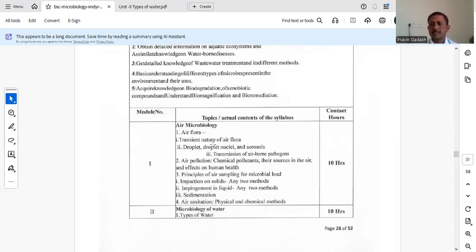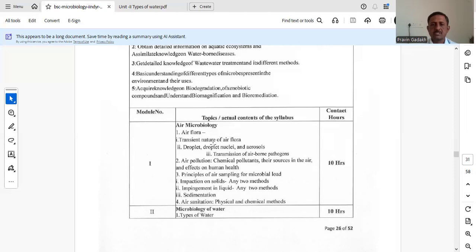The first unit is air microbiology, in which we have to discuss what is meant by air flora, what is the definition of air microflora, and which components of air you can normally consider in the microbiological aspect. Apart from that, we have to discuss the transient nature of air flora. These are the temporary flora which affect the microflora.